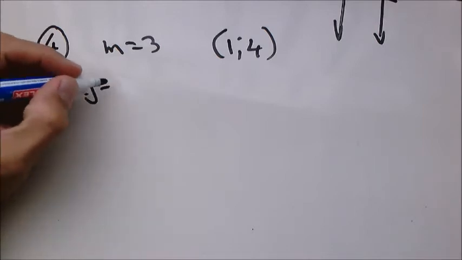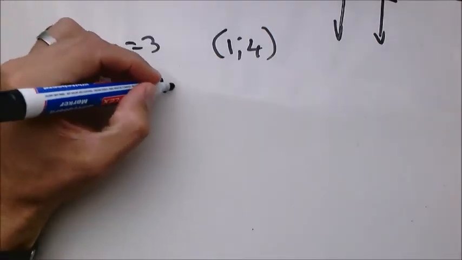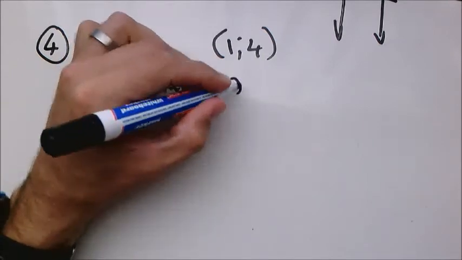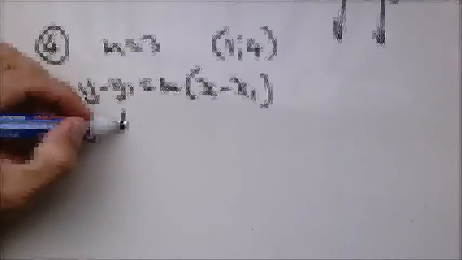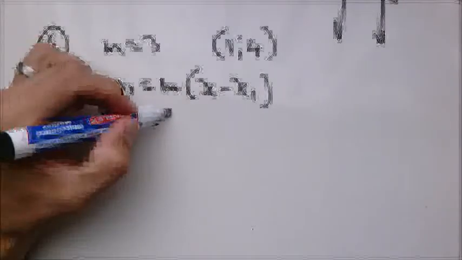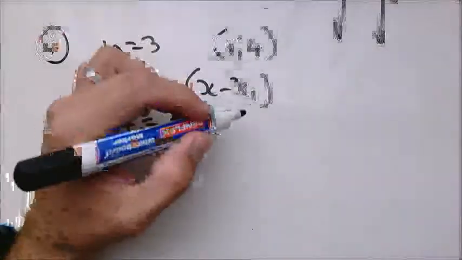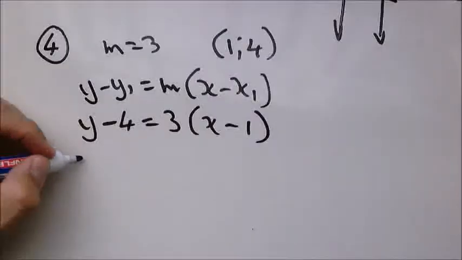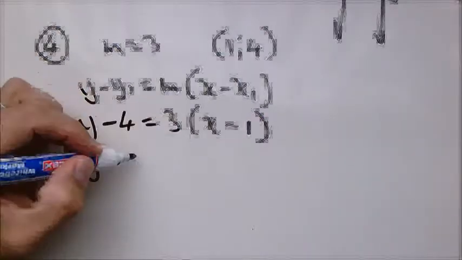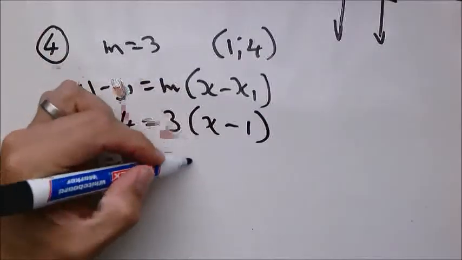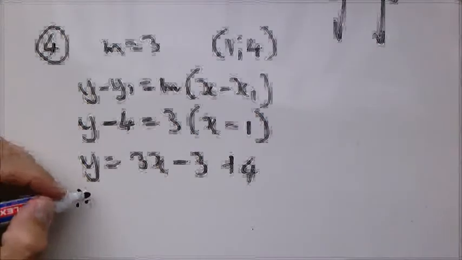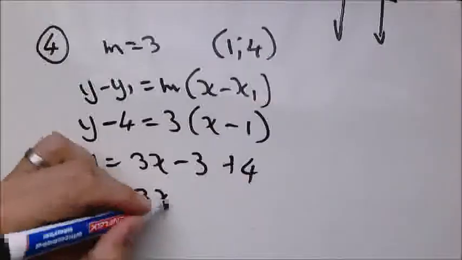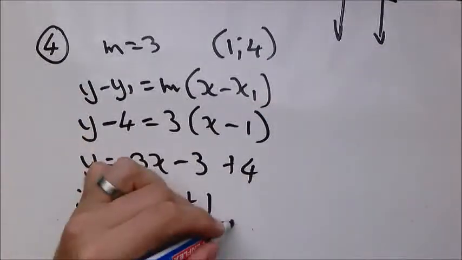y minus y1 equals m times x minus x1. So y minus, what is the y1? It's 4. What is m? It's 3. What is x1? It's 1. So y equals 3x minus 3 plus 4. Therefore, y equals 3x plus 1.